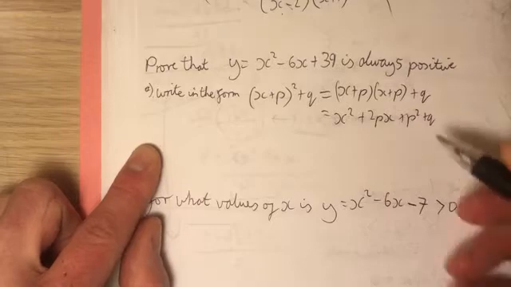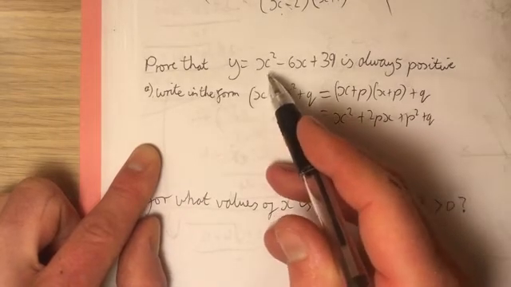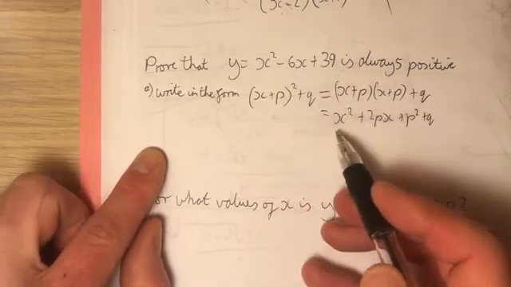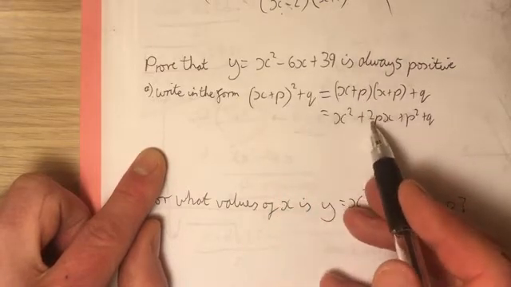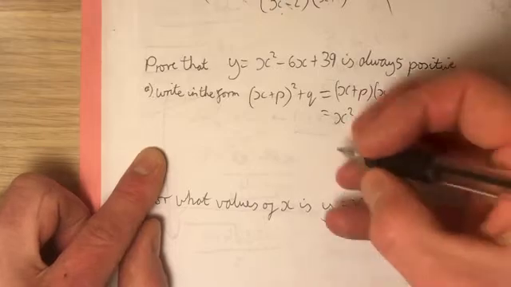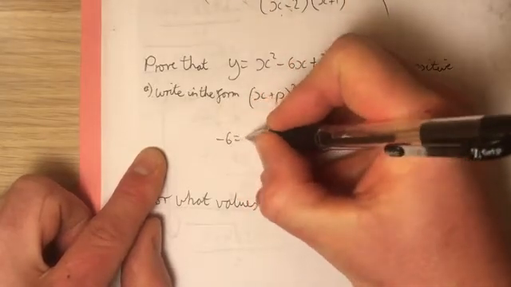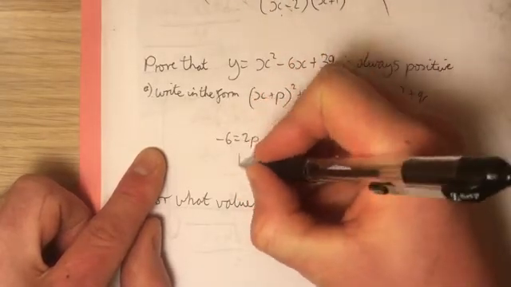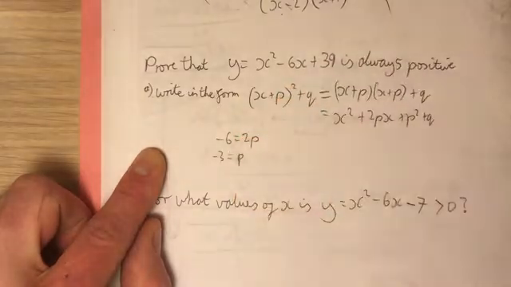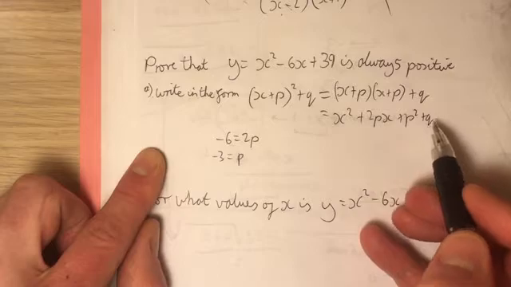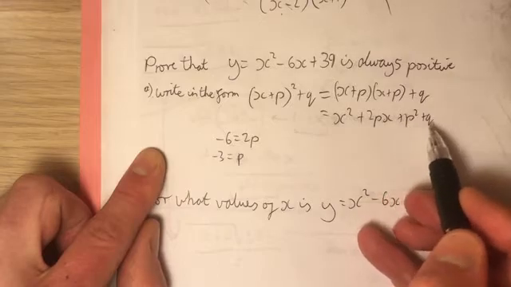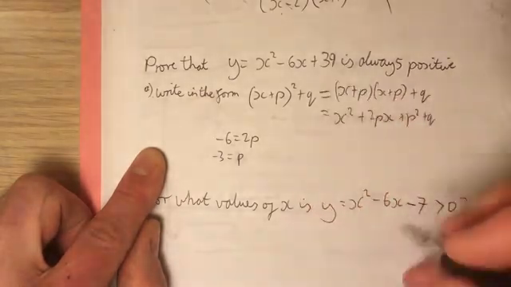And then I just have to compare these coefficients with these ones, okay? The x squared already matches, negative 6x, 2px. So basically, negative 6 is going to have to equal 2p, and p is going to be negative 3. And then at the end, I've got p squared plus q, the numbery bits, matches 39.